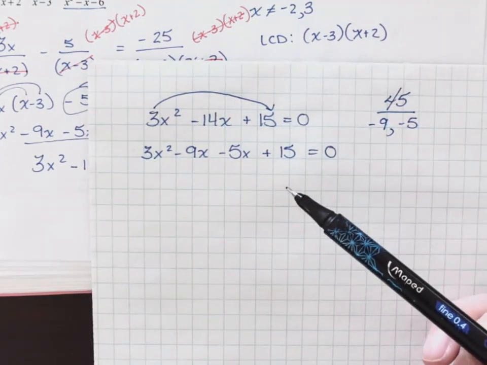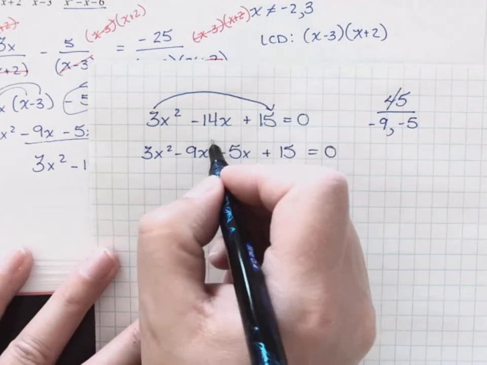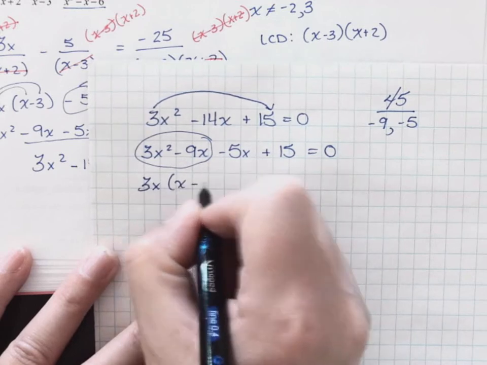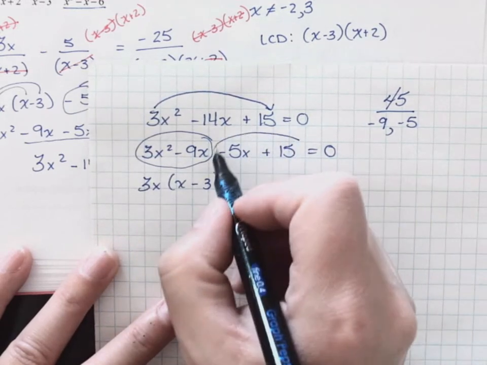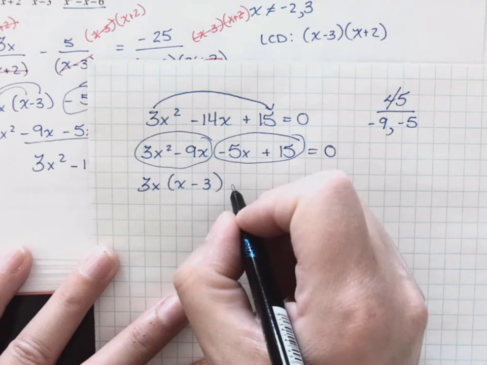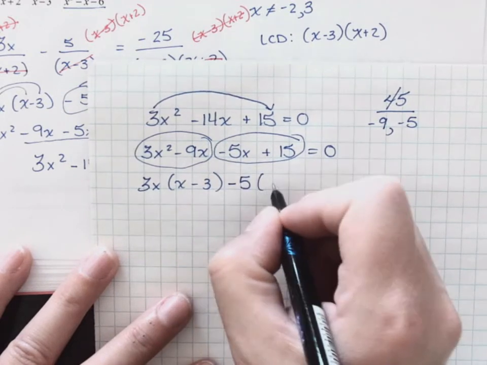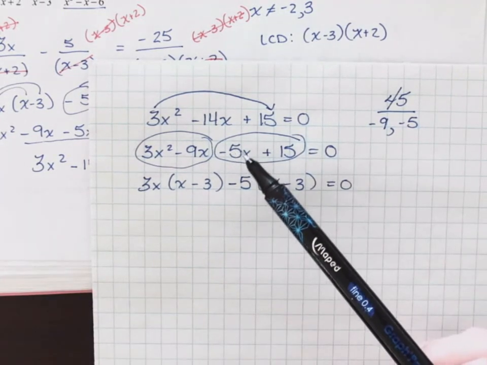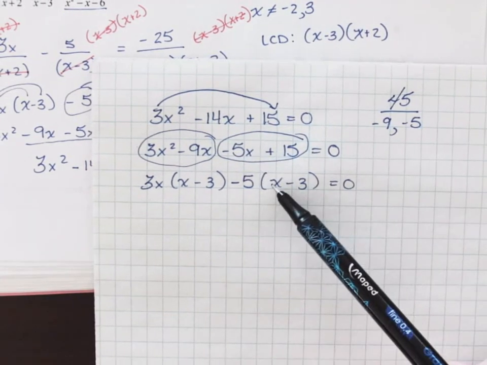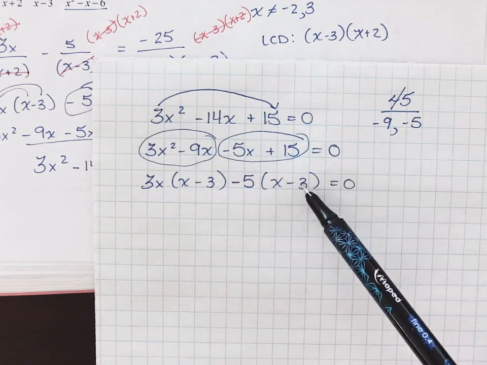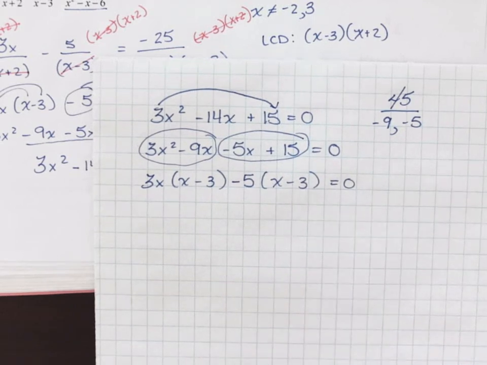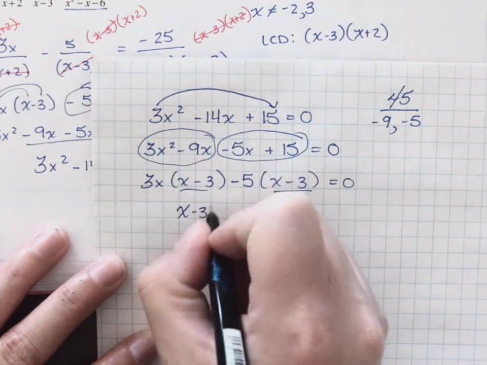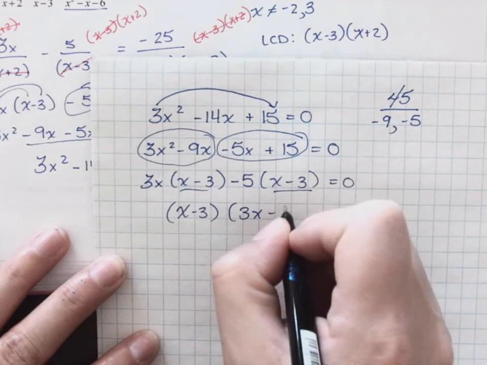Because our goal is to solve. So I'm going to look at these two. What can I take out of there? 3x. So I'm left with x minus 3. And what can I take out of here? I'm going to take out a negative 5. So I'm left with x minus 3. If you stumbled with this and you only took out a positive 5, what would happen is this would be a negative x and this would be a positive 3, and you know you've done something wrong because this one and this one are not the same. So my factors are x minus 3 and 3x minus 5.